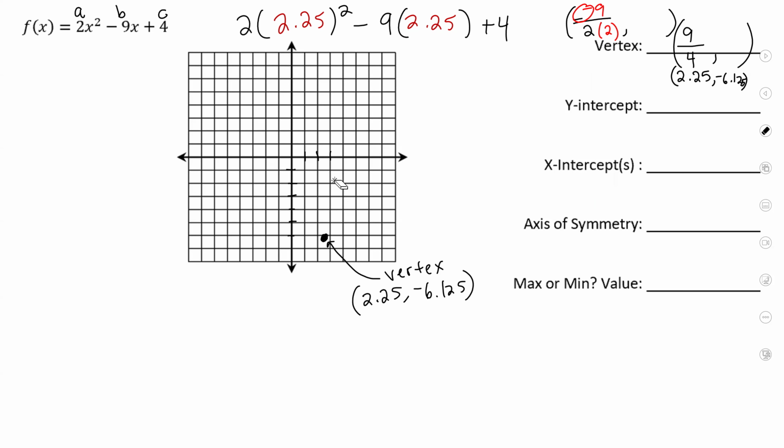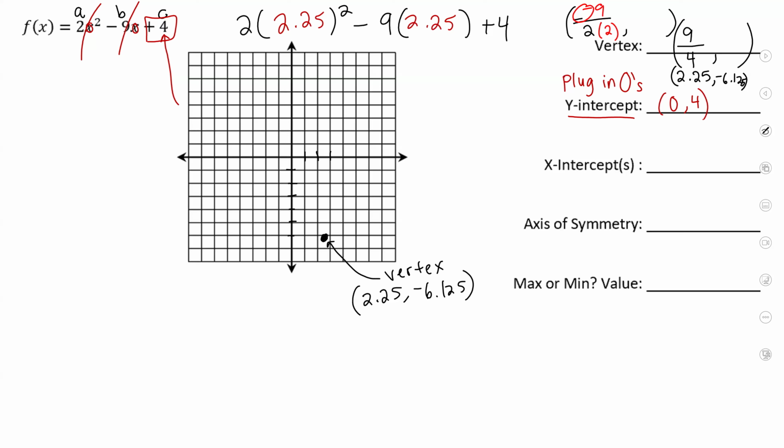Okay, so now let's find the y-intercept. How do we find the y-intercept? Yep, you're going to plug in zeros. Everyone write that down. Plug in zeros. Let me just give you a hint. It's always going to be this C value. Because if you plug in a 0 right here, 0 squared is 0 times 2 is 0. That's gone. 9 times 0 is 0. That's gone. You're left with 4. So your y-intercept is 0, 4. It's basically your C value.